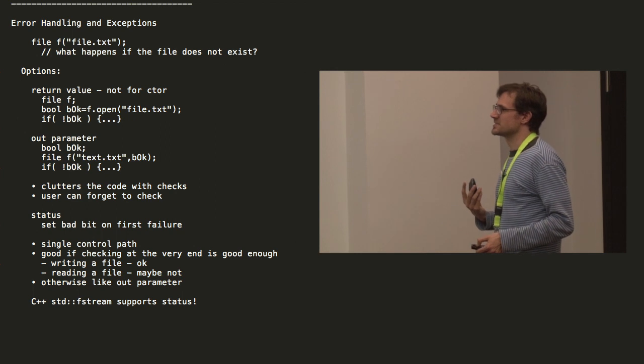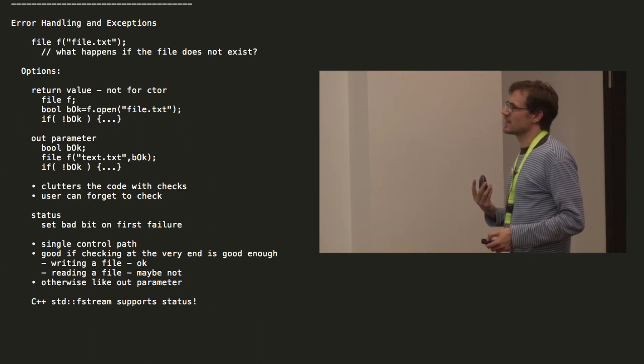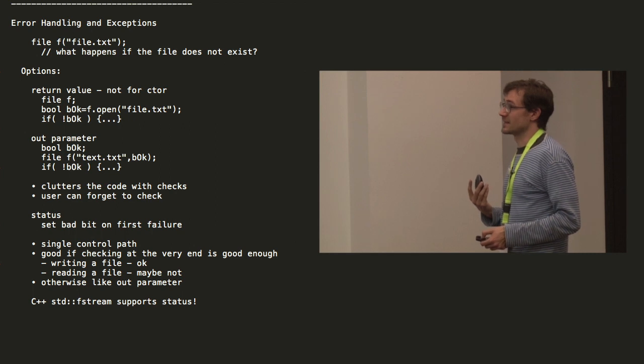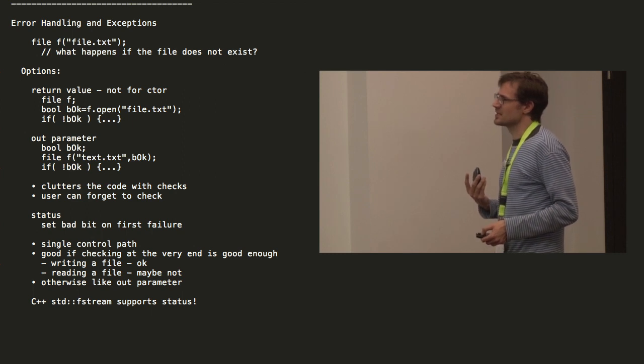Okay. Then there's this thing where you can have a status. That's an internal state in the thing that you are dealing with. And it kind of says, oh, I got an error, whenever it encounters a failure. This is actually not bad. This is good because you got a single control path. At the very end, you find out, well, did all this work that I did? And this is good if the checking at the very end is enough.